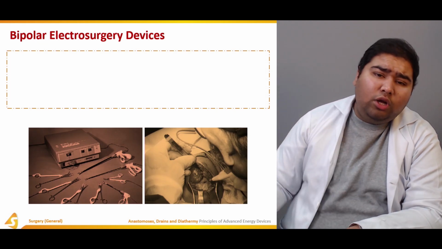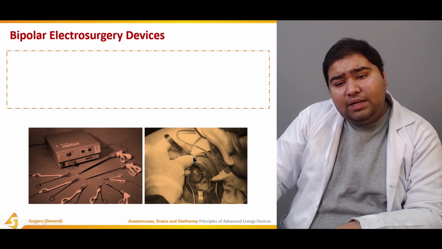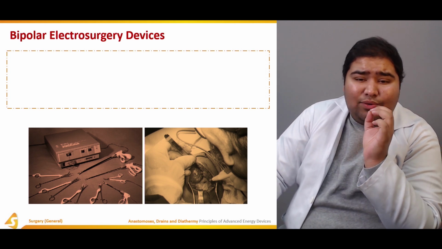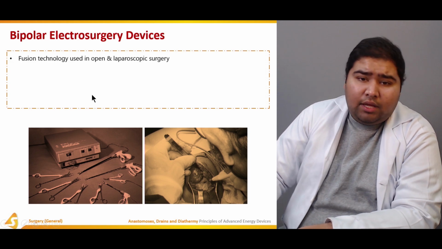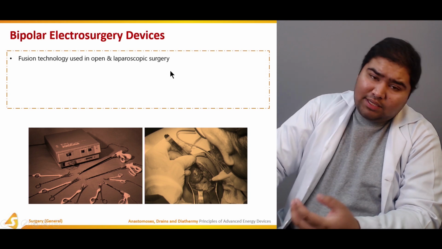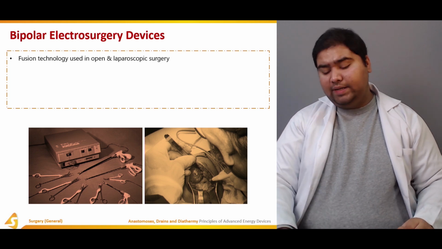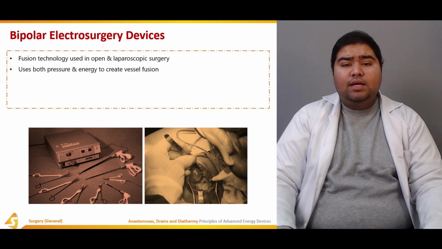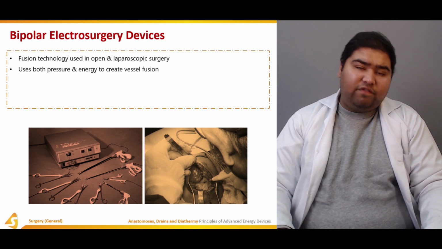Now the bipolar electrosurgery devices are like forceps. Whatever tissue is between the bipolar devices, only that tissue is undergoing diathermy. So fusion technology is used in open and laparoscopic surgery. So you amalgamate various technologies and use them in both the open and the closed surgical procedures, the laparoscopic surgical procedures. Now they use both pressure and energy to create the vessel fusion.